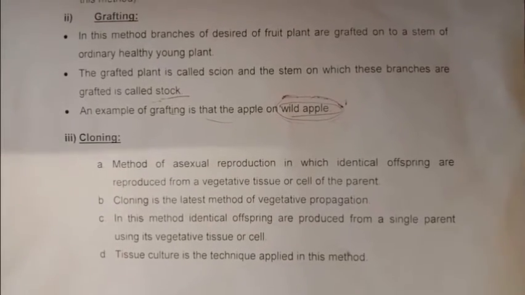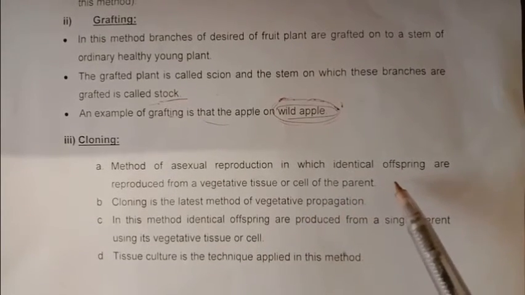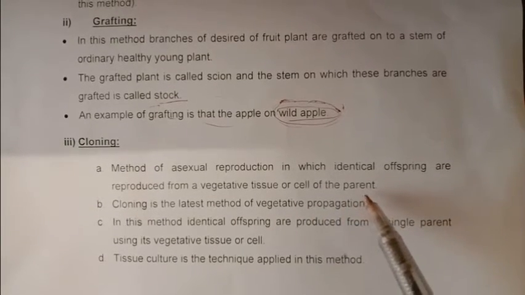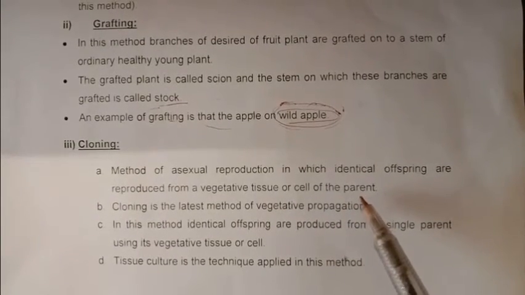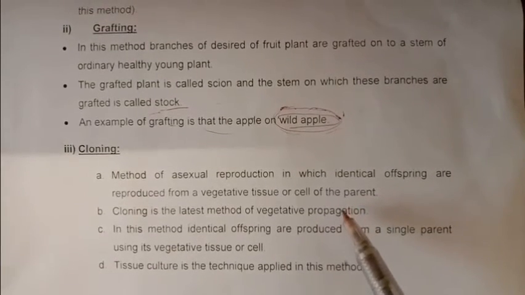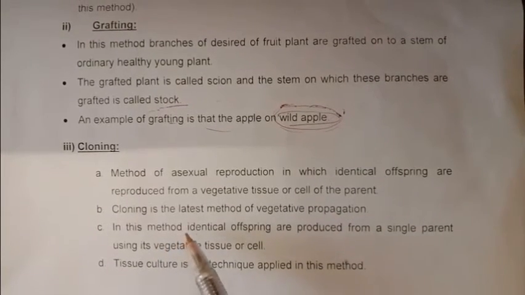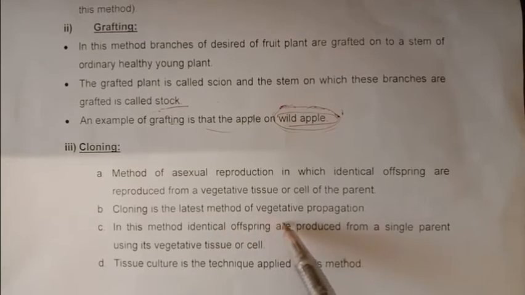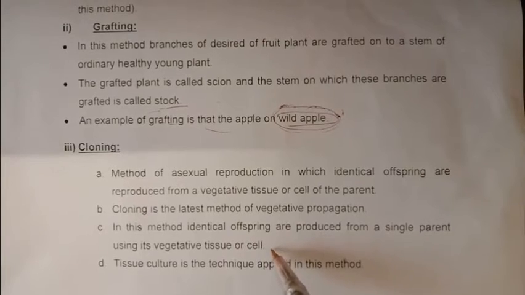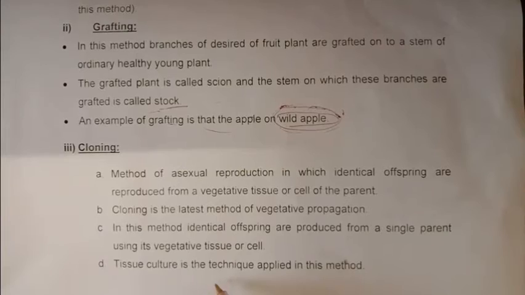The last method, cloning. A method of asexual reproduction in which identical offspring are produced from a vegetative tissue or cell of the parent plant. So in cloning, we produce an exact or identical copy of the plant or tissue or segment. This is called cloning. Cloning is the latest method of vegetative propagation. In this method, identical offspring are produced from a single parent using its vegetative tissue or cell. Tissue culture is the technique applied in this method.